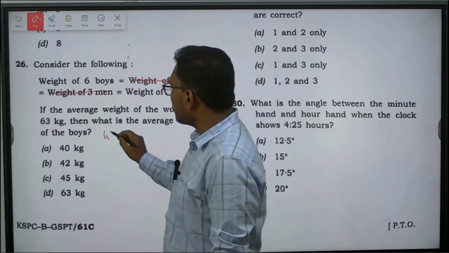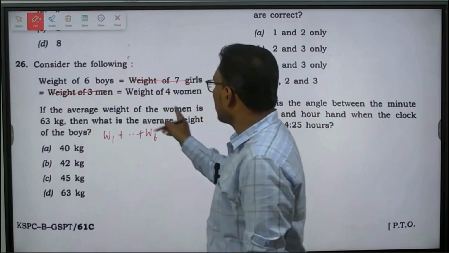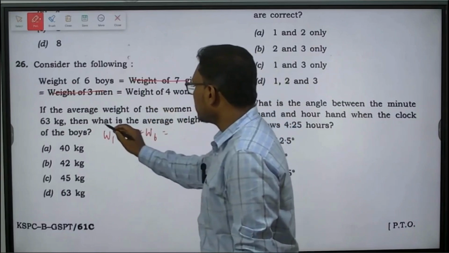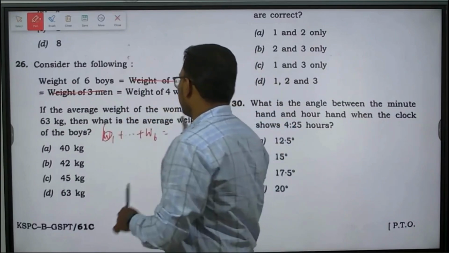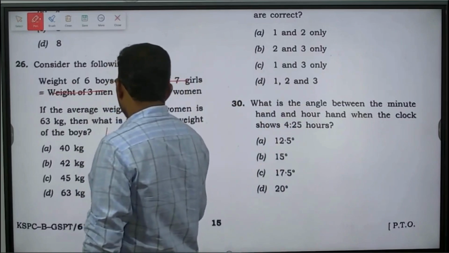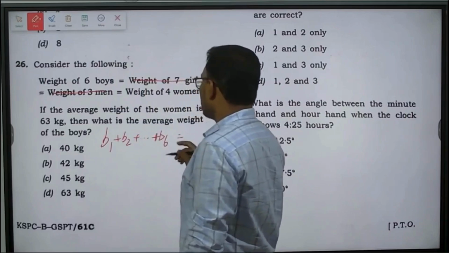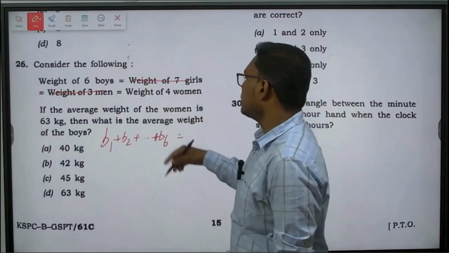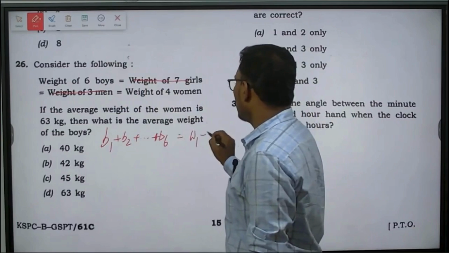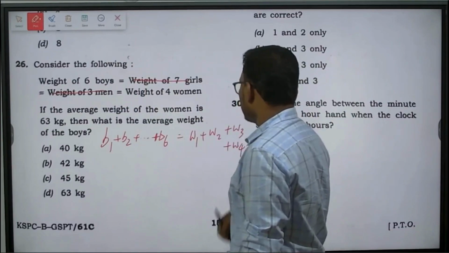So now just consider the weight of one boy by one. Let the weights of the boys be B1 plus B2 dot dot dot plus B6. This is the same as the weight of the boys, right? So B1 plus B2 up to B6 is equal to the weight of the 4 women, W1 plus W2 plus W3 plus W4.